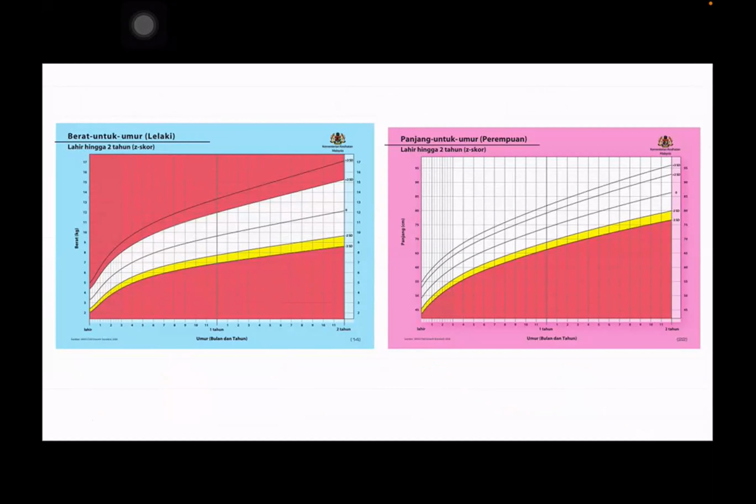And we have separate graphs for weight over age, length over age, and also head circumference over age and some others. So I guess that's all. Do you guys have any questions?